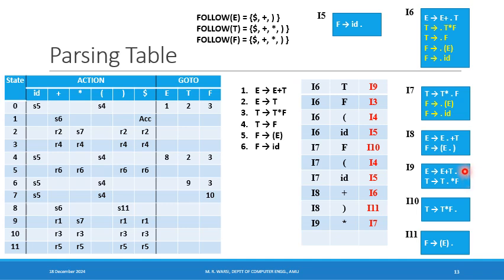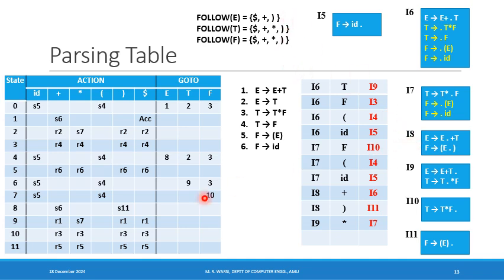There is one LR0 item in which the dot is at the rightmost position, and this is production number 1. So in state number 9, we'll perform reduction based upon production number 1 for the symbols which are there in the follow of E. Follow of E contains dollar, plus, and right parenthesis.